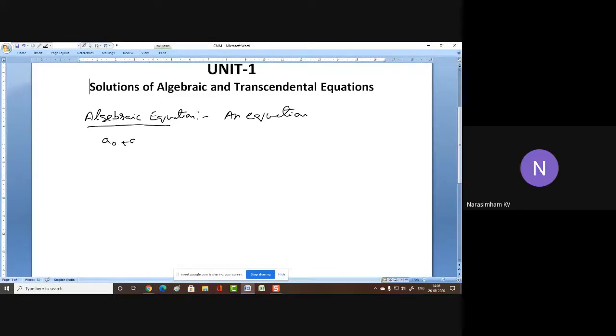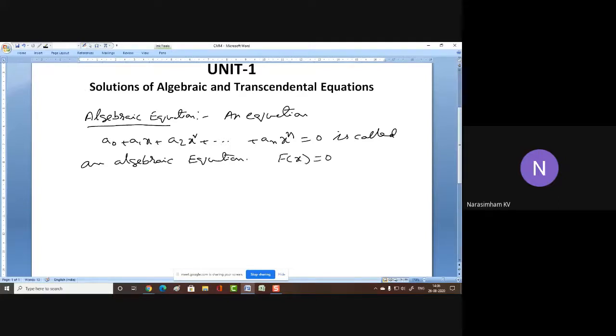An equation, I will write a0 plus a1x plus a2x square plus and so on an x power n equals to 0, or you may write starting from nth degree term or constant term. This equation a0 plus a1x plus a2x square plus and so on an x power n equals to 0 is called an algebraic equation. Now simply we can write it as f(x) equals to 0.